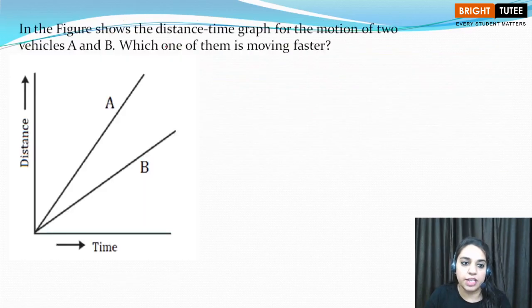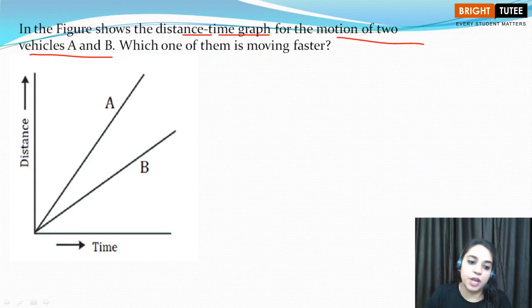Next question children, we have a figure as you can see, and this is the distance time graph for the motion of two vehicles A and B. You have to tell which of them is traveling faster.